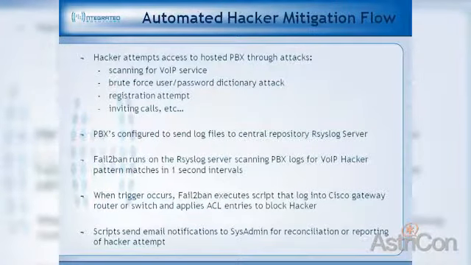So, just the hacker flow: the hacker attempts access to the hosted PBX through different types of attacks. The PBX is configured specifically to send log messages to the central repository, the central syslog server. When a trigger occurs, Fail2Ban, of course, is running on that box. It's scanning the logs every second, and when it gets a trigger, it's going to call the scripts that are going to log into the Cisco devices and actually implement the access list.